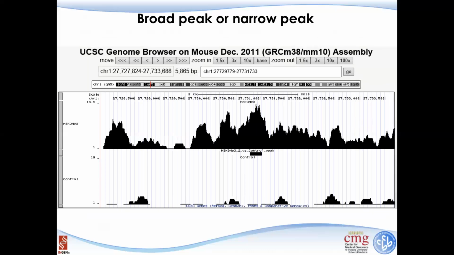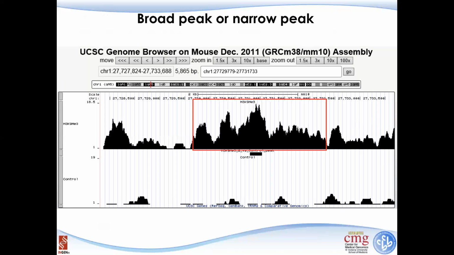Here we use another example, H3K9 trimethylation. As I introduced before, H3K9 trimethylation is a histone modification, which usually has a very broad binding region. So if we use narrow peak calling, we only see here, this is significant compared to control. However, if we use broad peak calling, we can see a true binding region, which is much broader than the narrow peak.